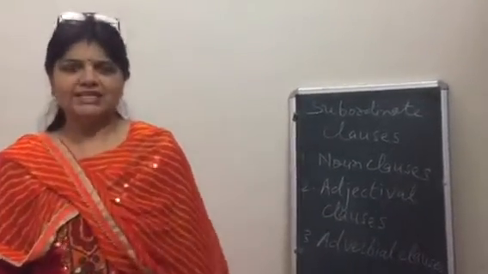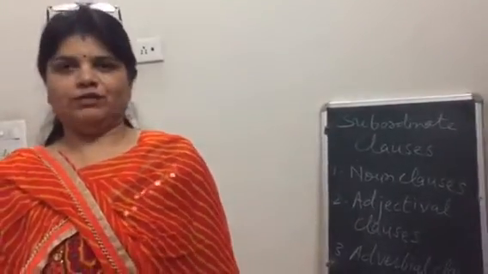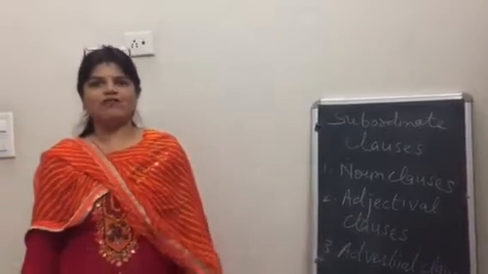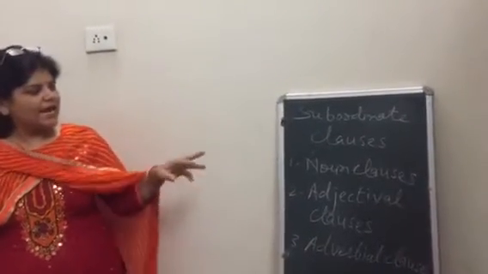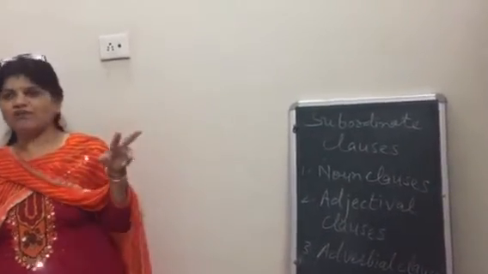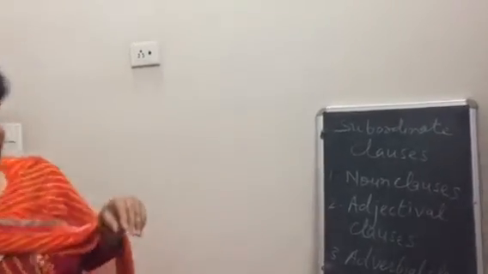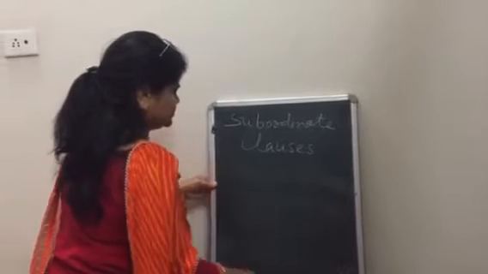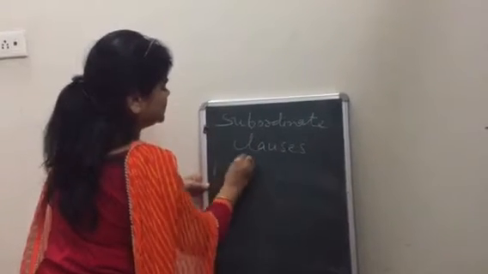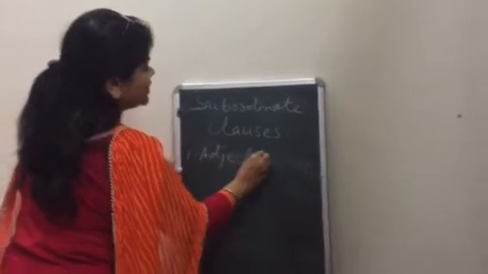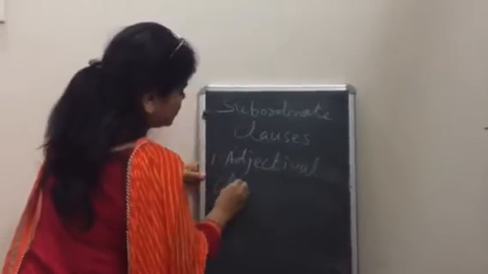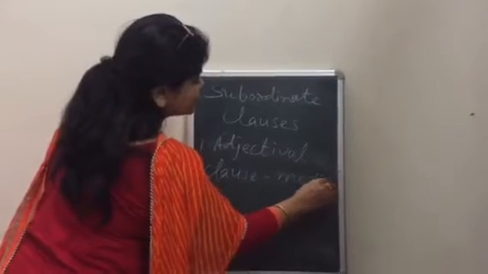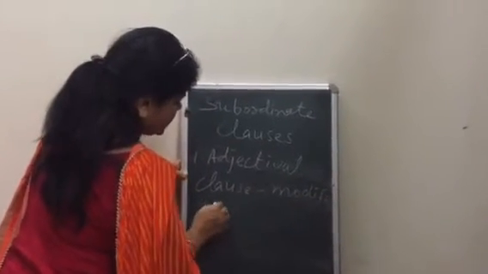Adjectival clauses do the work of an adjective. As you know, the work of an adjective is to modify a noun. Similarly, adjectival clauses modify a noun. For example, an adjectival clause modifies a noun.